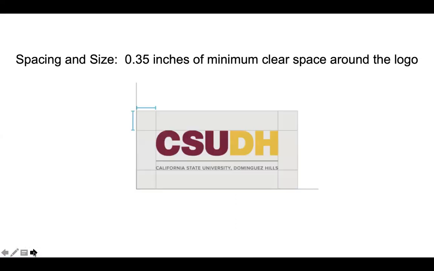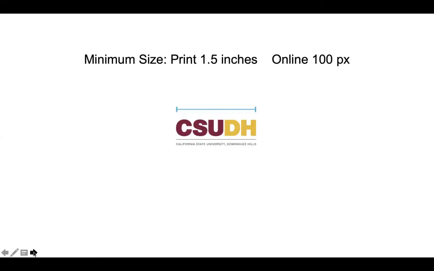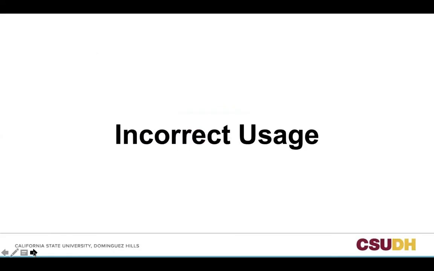So we want to keep 0.35 inches of clear space around the logo. It's sometimes hard to just measure it. So if you just kind of eyeball, make sure there's nothing around the logo or close to the logo because we want the logo to stand out. We want to see it right away. We want to know this is CSUDH. Our minimum size for print is 1.5 inches. Otherwise, it gets too small and you can't read California State University Dominguez Hills. And online, you'd want it to be at least 100 pixels wide.